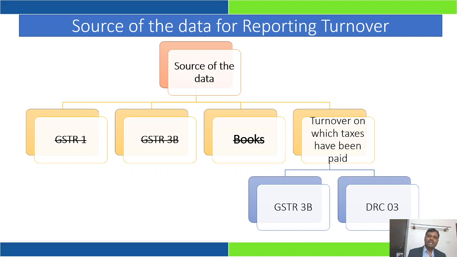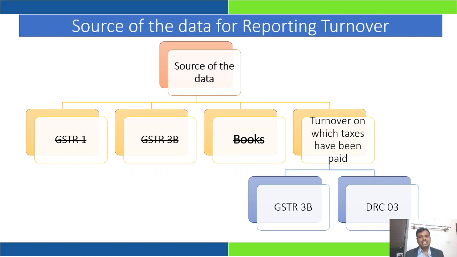The payment of taxes could have been done in GSTR 3B or DRC 03. So what gets reported is the taxes which have been paid; it gets grossed up and reported. If you have not paid the taxes, you are not going to report the turnover.